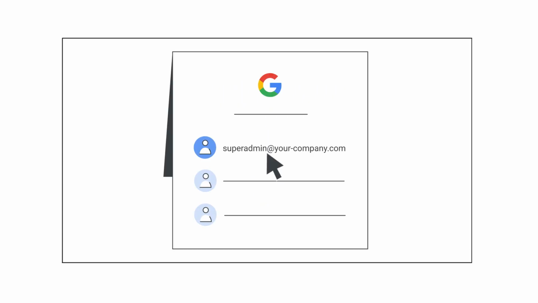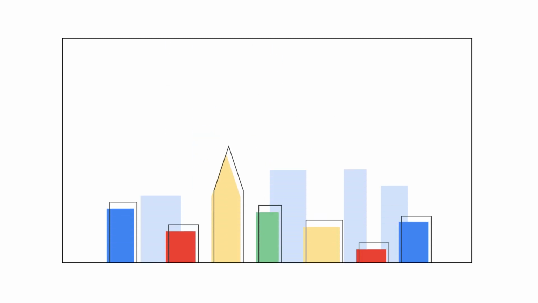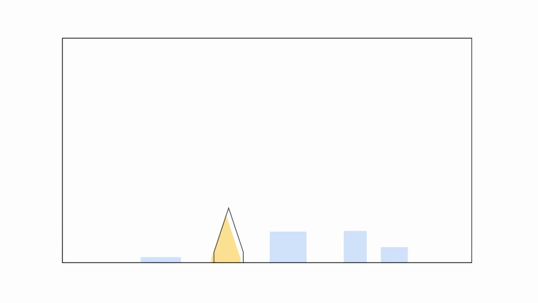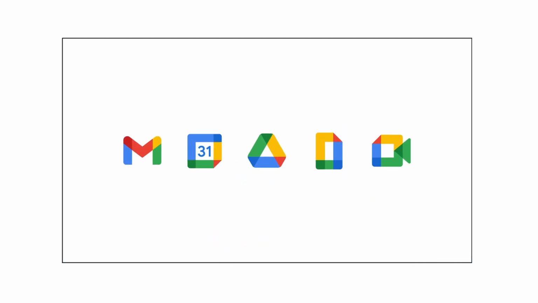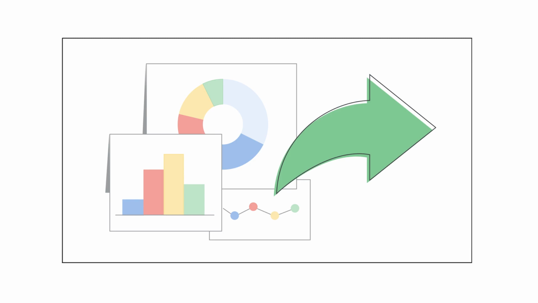You'll need to sign into the admin console as a super administrator, so make sure you have your admin account and password handy. Next, decide if you want to save your company's data. Once you cancel your subscription, we'll delete all of the emails, documents, and other data your employees have created and stored in their Google accounts. If you need to export your data, visit this article in our Help Center.